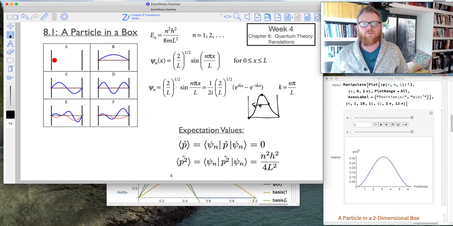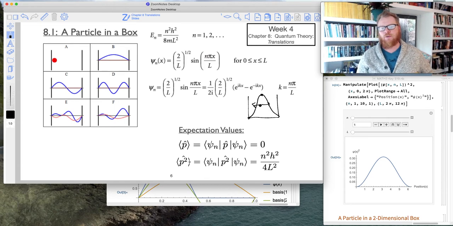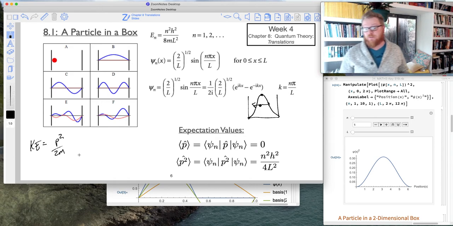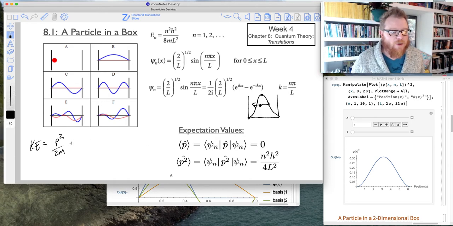Okay, very cool. So now what about this expectation value of the momentum squared? Well, if we were to carry out the expectation value of this momentum squared, we get n squared h squared over 4l squared. Well, why is that significant? I'll remind you that kinetic energy is equal to p squared over 2m, right? That's another way of writing 1/2 mv squared. Check out what happens to this result. So the expectation value of this particular wave function is n squared h squared over 4l squared.